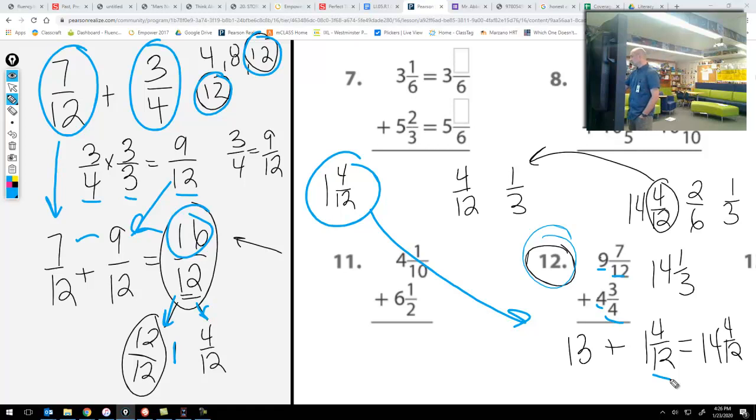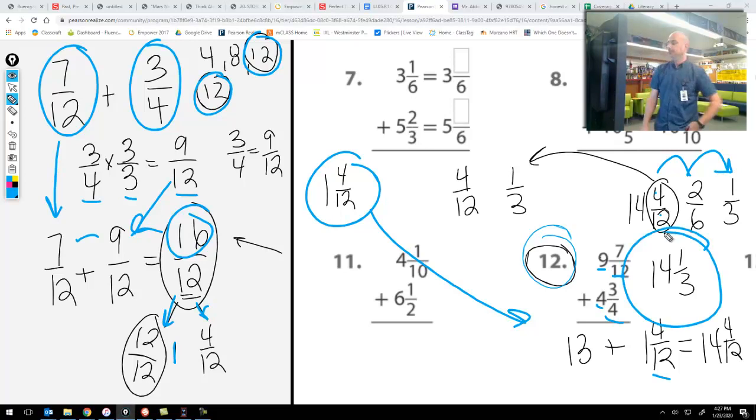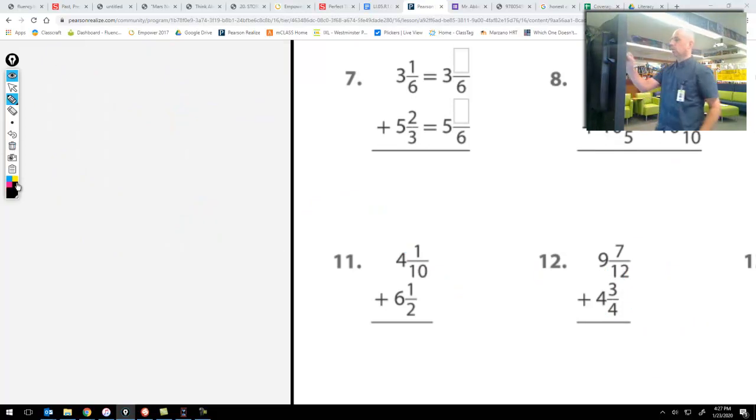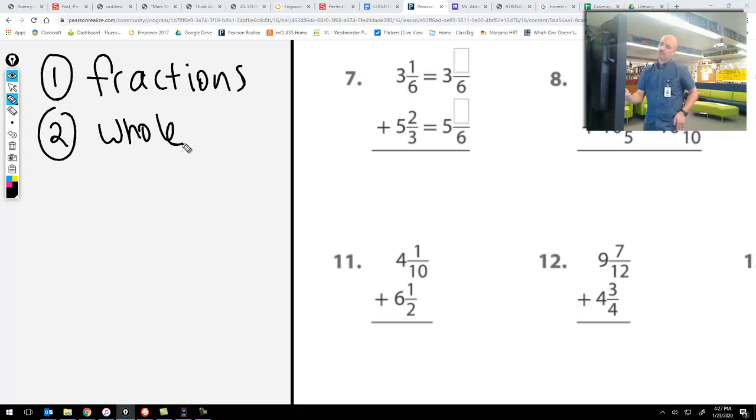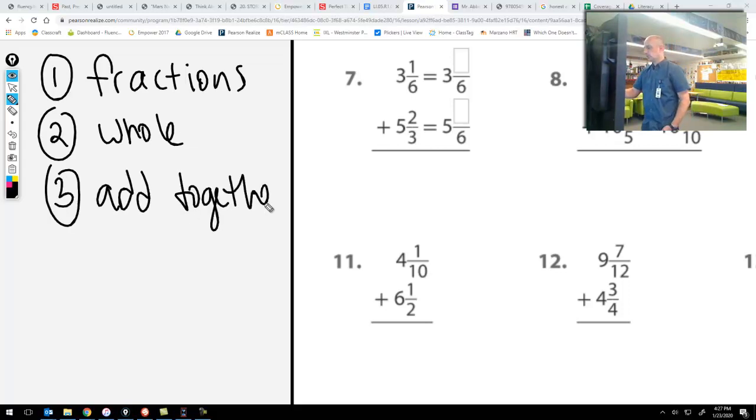But ultimately, we could divide both the top and bottom, numerator and denominator, by 2. They were both even numbers, which I did to get 2/6. And well, I could do it again. So I did it again to get 1/3. So my final answer, 14 and 1/3, is how you do it. Remember those steps. Step 1, deal with the fractions. Step 2, add the whole numbers. Step 3, add them together. If you have the improper fraction, you deal with that by breaking it out with a number bond. You're good to go. All right?